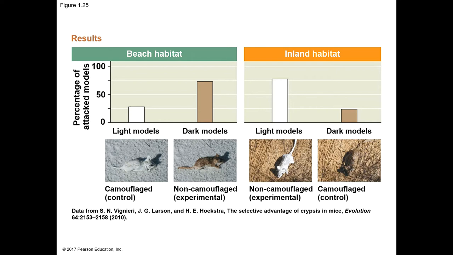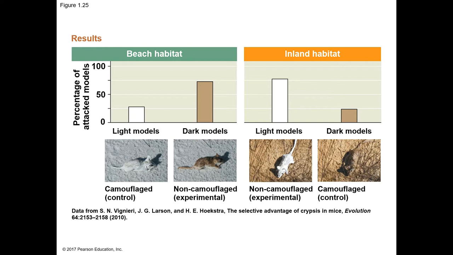signs of predation. So what they found in the beach habitat, with the fake white mouse and the fake dark mouse, was that the fake white mouse was picked off significantly less than the fake dark mouse. It had fewer signs of bite marks, or fewer of them were gone if they were white. But if they were dark, they tended to have considerably more bite marks, or more of those fake mice had been picked off by the birds and had disappeared from the area.